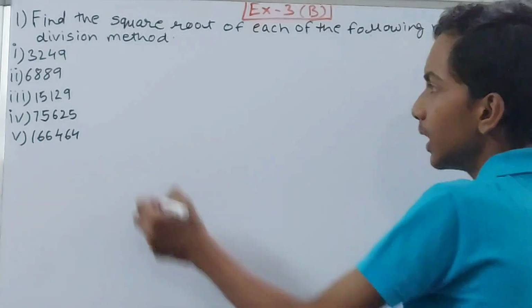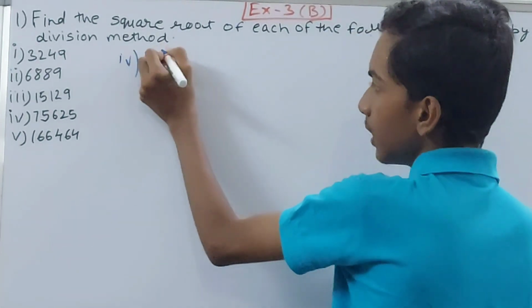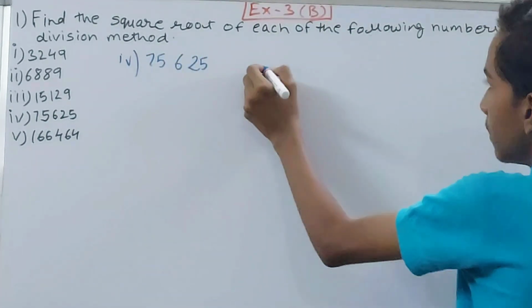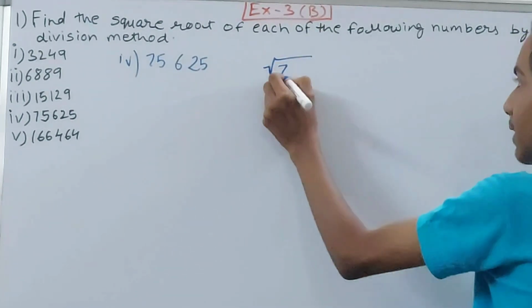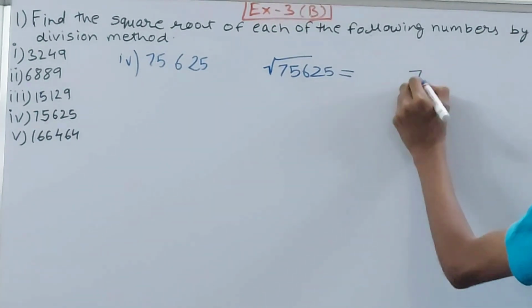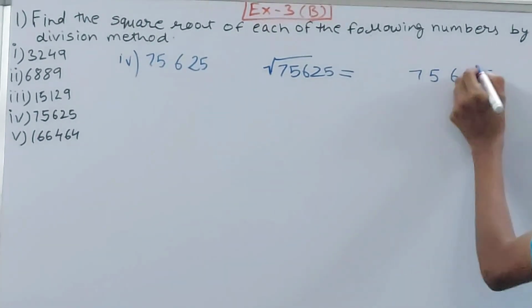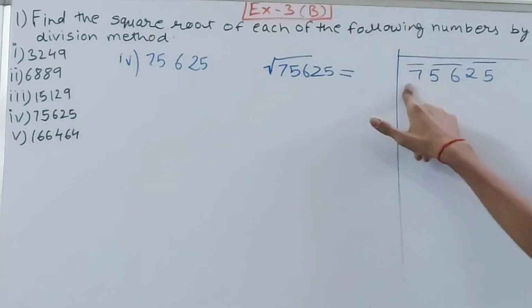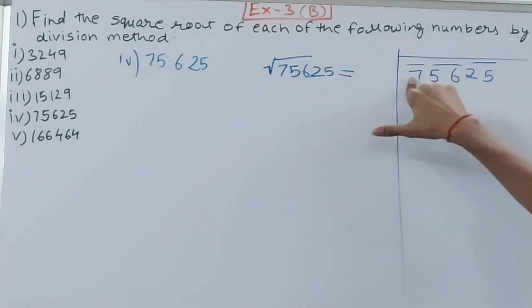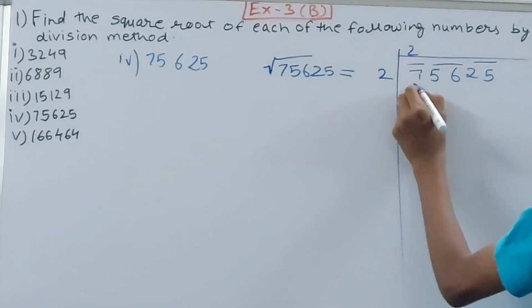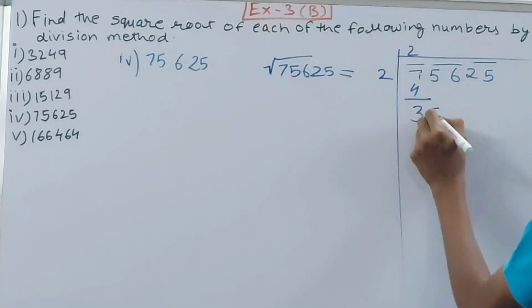Now the next number, the fourth number, is 75625. So the square root of 75,625 is equal to what? Let's solve it again. We will make the pairs and draw the lines accordingly. Let's divide. It's just like simple division, don't worry. So 7 here: 2 squared is 4, 3 squared is 9, so I will go with 2 because it is the nearest. 2 times 2 is 4, subtract, you are left with 3, bring down 56, the other pair.